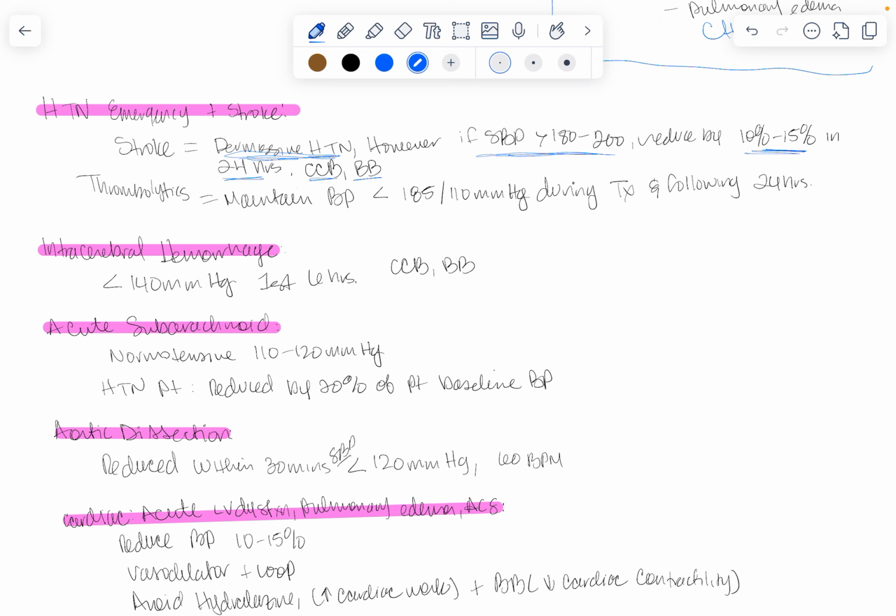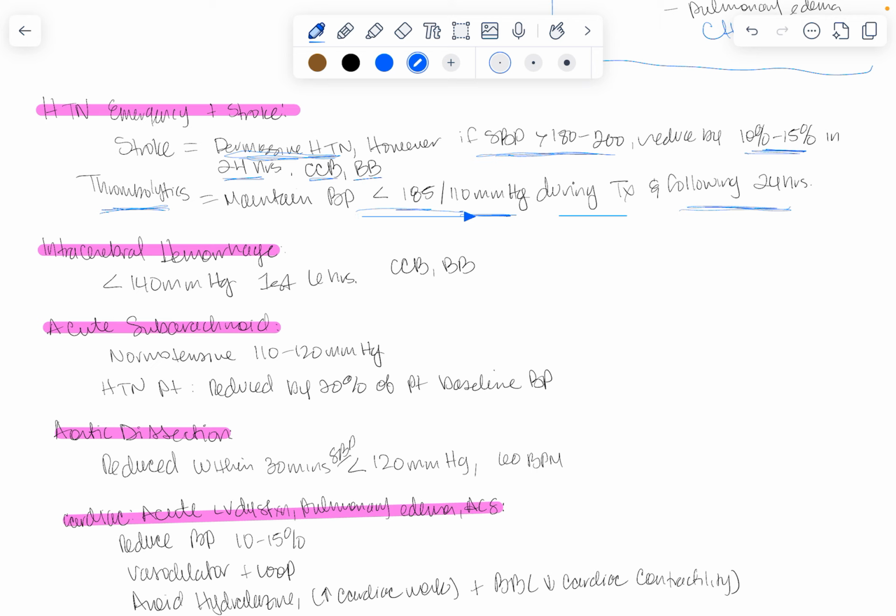Now, however, let's say they have a stroke and you want to give them thrombolytics. To give thrombolytics, you first need to make sure their blood pressure is less than 185 systolic and less than 110 diastolic during the treatment with thrombolytics, as well as following the first 24 hours, because that can cause a hemorrhage. That is why you want their blood pressure low. Okay, I hope this makes sense.